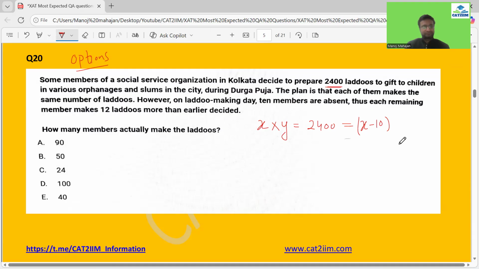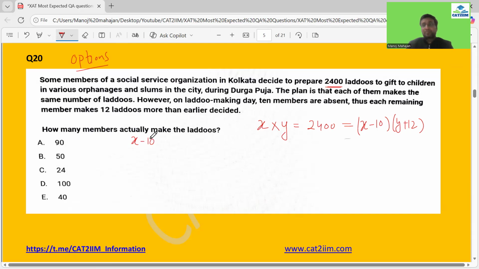So they have made Y plus 12. So yes, you can make the mathematical equation and try to get the value out here, but I would look at the options over here. How many members actually make the laddu? So they're not asking for X, right? So what are they asking?